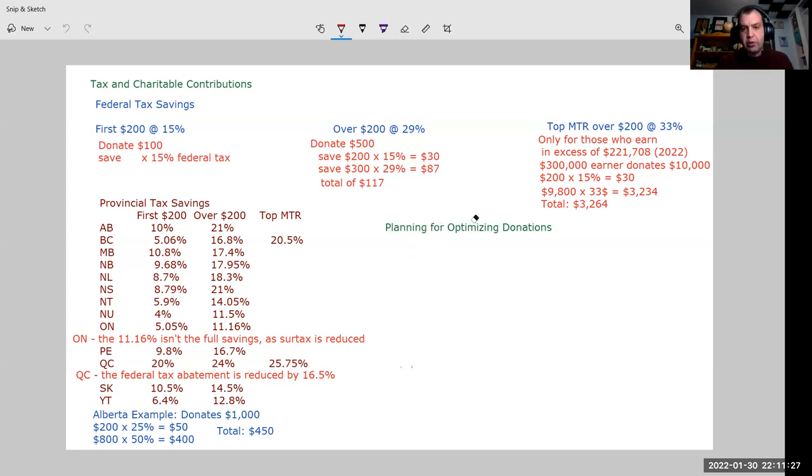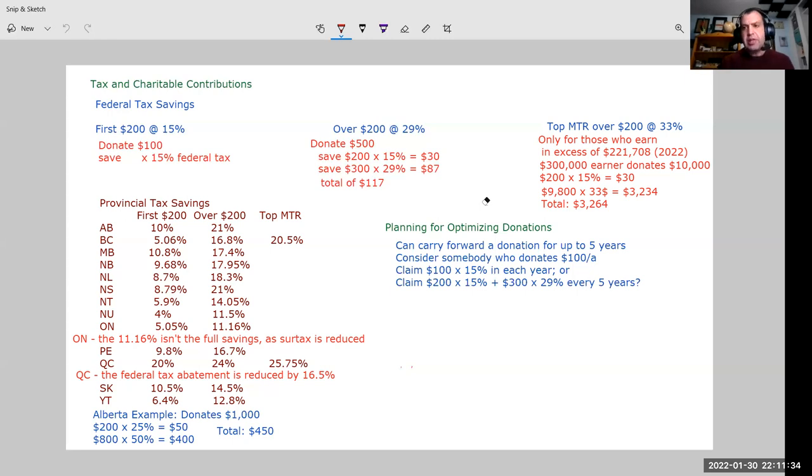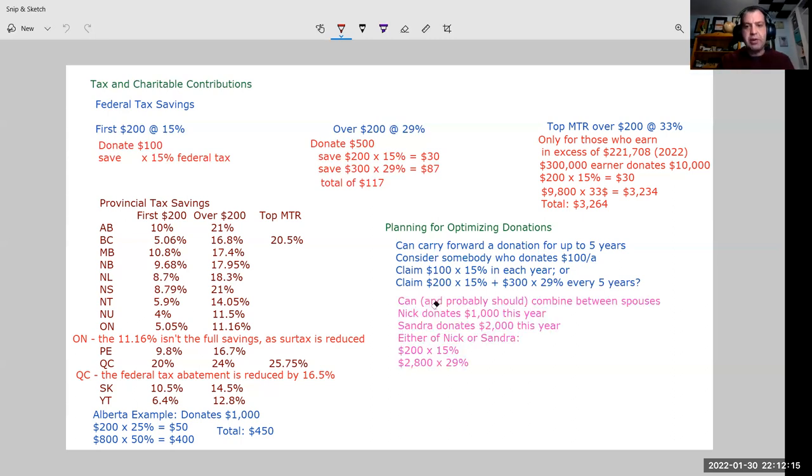Okay, so then there's some planning we can do around getting the most out of our donations. First off, and I don't see this done all that often, but it is something you can do: you can carry forward donations. This might happen where somebody donates a small amount and wants to carry forward some of that donation for a future year. So you can see my example here. Would it make more sense to claim $100 in each of 5 years, so that'd be $15 a year, or to save that all up and then claim $200 at 15% and $300 at 29%, and do that every 5 years? I don't know which would be better. You'd have to figure out maybe there's some time value of money around that, but it's at least worth considering that it is possible to carry donations forward.